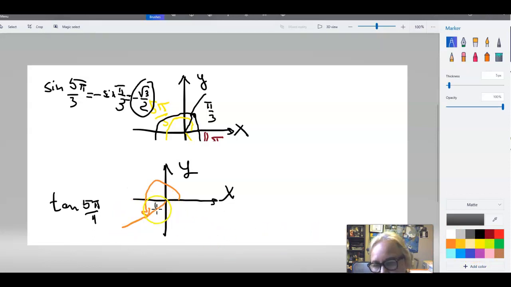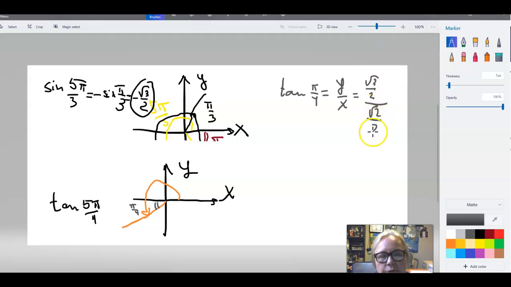So what is this reference angle? Pi over 4. What is tangent pi over 4? Tangent pi over 4 is sine pi over 4 over cosine, or y over x coordinates if we're talking about the unit circle. The coordinates are the same, square root of 2 over 2 for y for pi over 4 and square root of 2 over 2 for x, which gives 1.